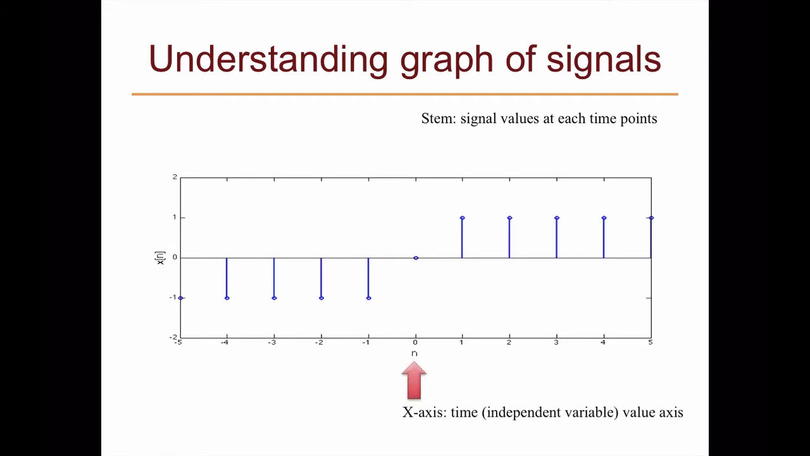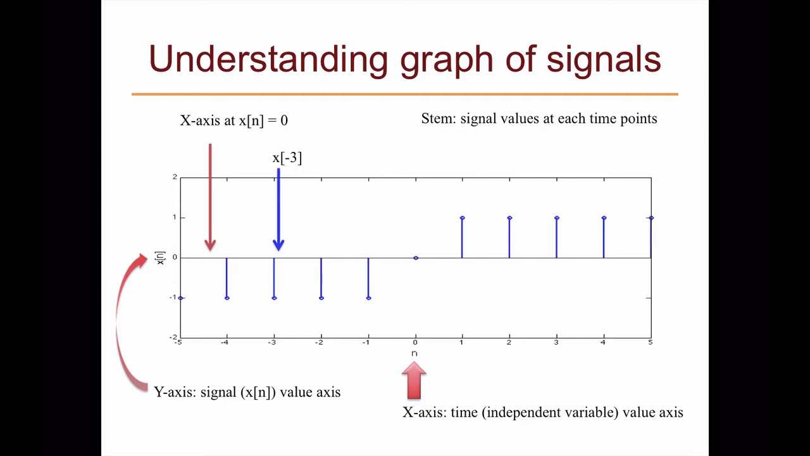The x-axis is the time value axis, which is the axis of an independent variable. The y-axis is the signal value, the value of signal x[n]. And we have the middle line here, also the x-axis at x[n] equals 0.